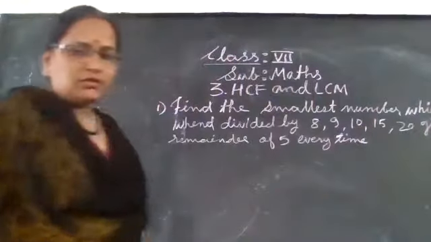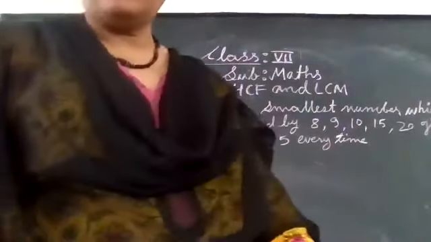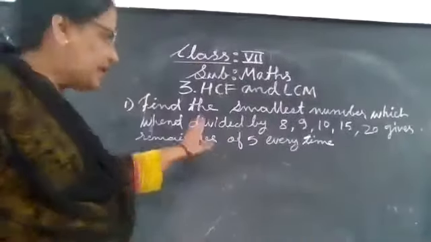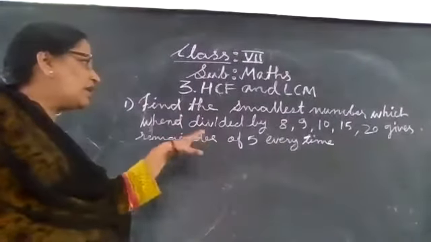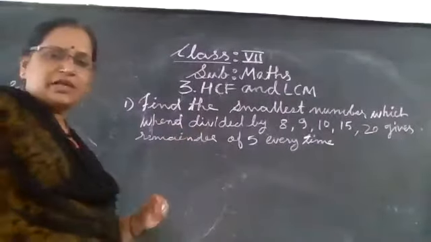That means what, beta? So you have to find the number when it is divided by 8, 9, 10, 15 and 20. So every time you get the remainder 5. Okay. So smallest number, what is given? You have to find the smallest number. That is, you have to find the LCM. Okay. LCM of 8, 9, 10, 15 and 20. So let's find LCM.